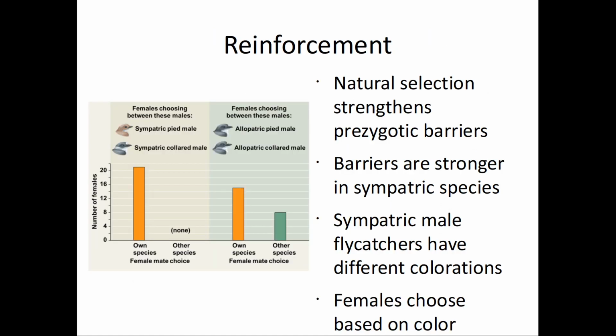So reinforcement: natural selection strengthens prezygotic barriers. Barriers are stronger in sympatric species. Sympatric male flycatchers have different colorations. Females choose based on color. Right.